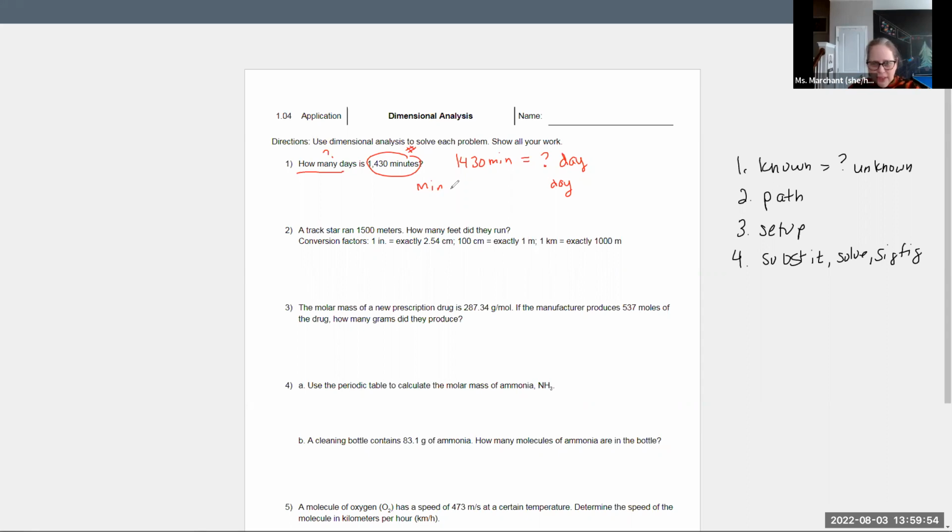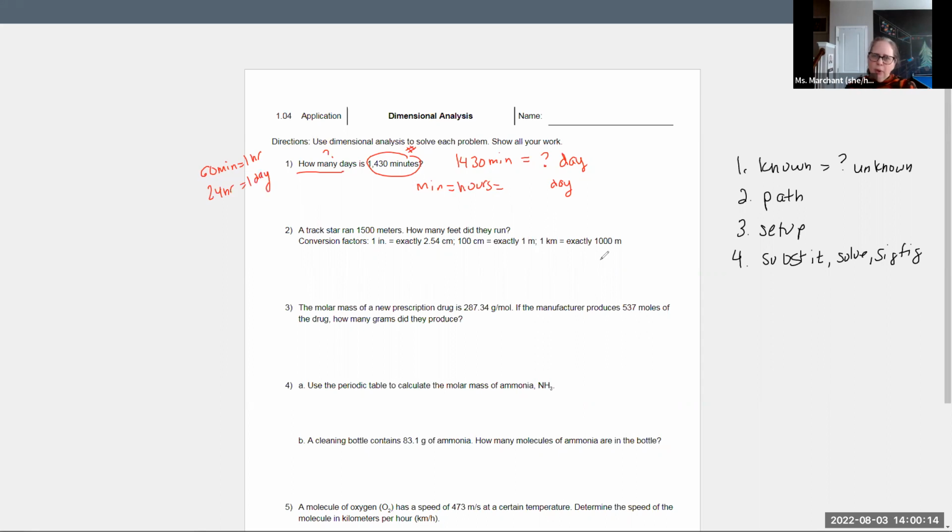Okay, so do make sure that you have the whole process. Minutes can be converted to hours, and hours can be converted to days. And you might even want to write down over here to make sure that you have it and you don't write it backwards. Well, 60 minutes is 1 hour, 24 hours equals 1 day.